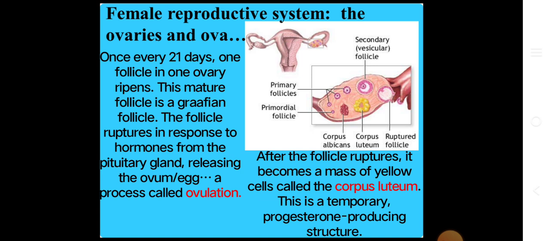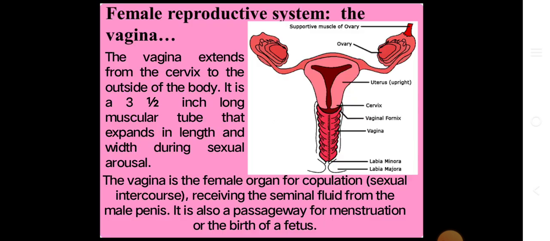Once every 21 days, one follicle in one ovary ripens. This mature follicle is a Graafian follicle. The follicle ruptures in response to hormones from the pituitary gland, releasing the ovum or the egg. This process is called ovulation. After the follicle ruptures, it becomes a mass of yellow cells called the corpus luteum. This is a temporary progesterone-producing structure.